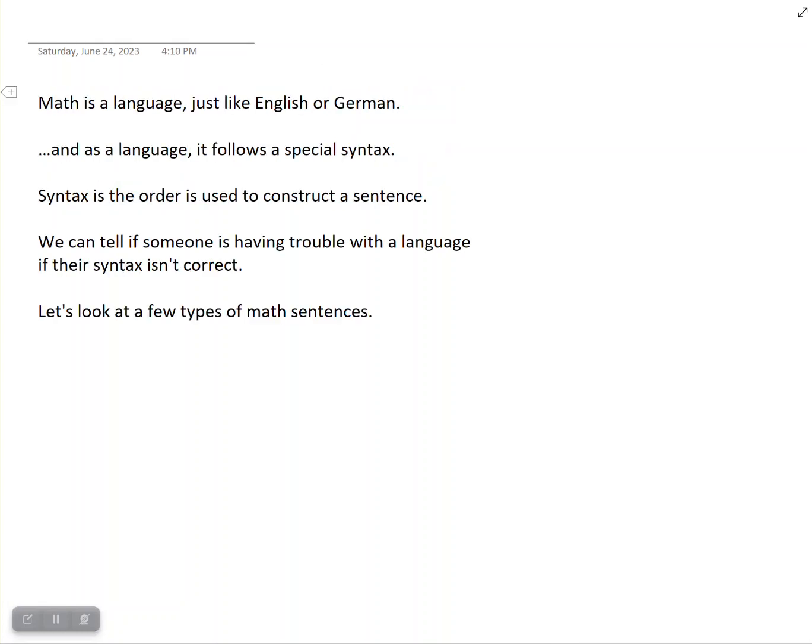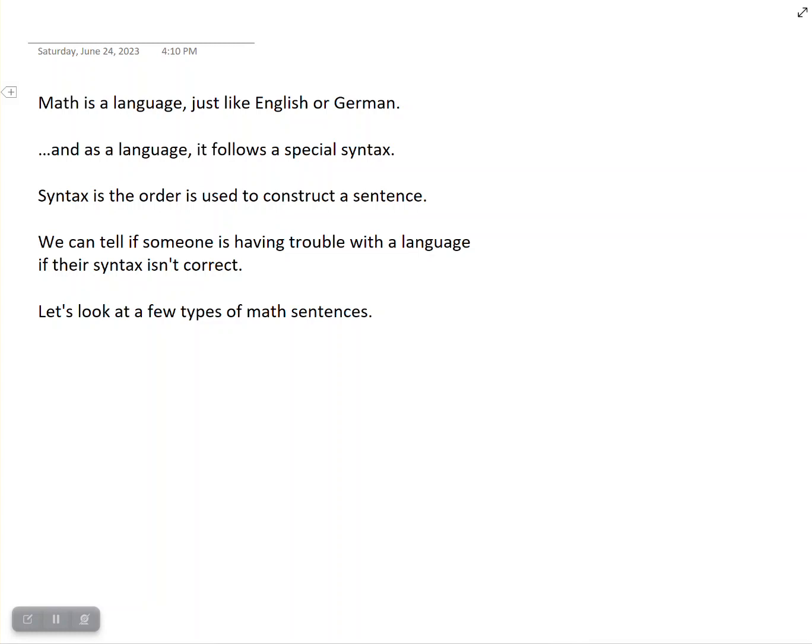You see, math is a language, just like English or German. And as a language, it follows a certain syntax. Syntax is the order that's used to construct a sentence. And we can tell if someone is having trouble with a language if their syntax isn't correct. Let's take a look at a few types of math sentences.